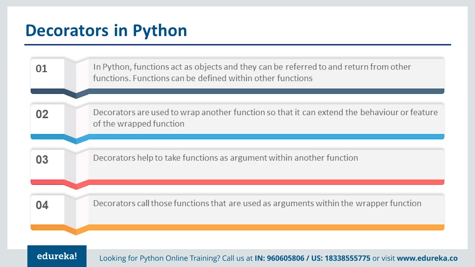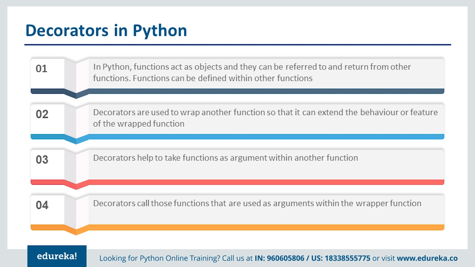Now decorators in Python are very important for the overall Python programming mechanism. In Python, functions act as objects, and they can be referred to, and they can also return values. And we can also have functions defined within other functions. We can have nested functions also. So decorators are used to wrap another function so that it can extend the behavior of the wrapped function. In order to extend the behavior of a particular function, we can use the wrap, and these wraps are known as decorators.